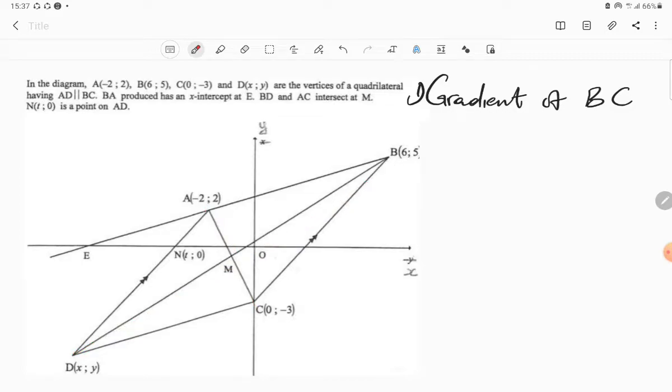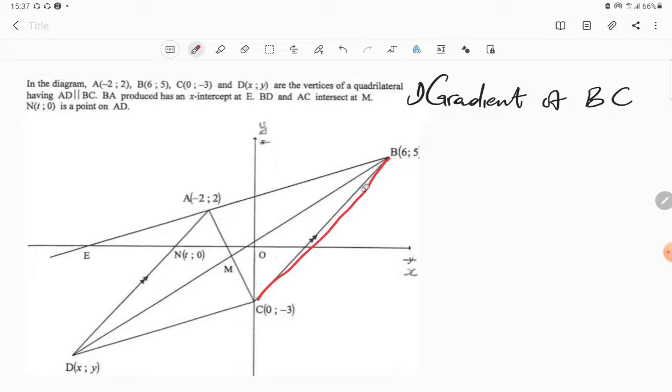Then what are we having? We have N, which has a coordinate of (t, 0), is the point on the line AD. So this N is the point, and you are having t there, which is the unknown x coordinate of N. So what is required here? You have to find or determine the gradient of BC.